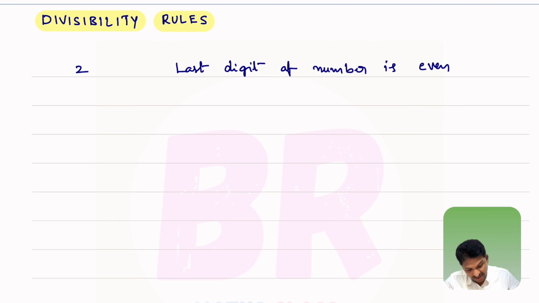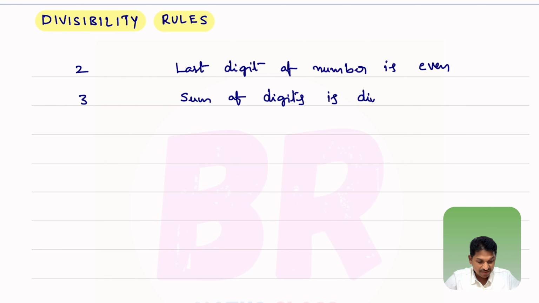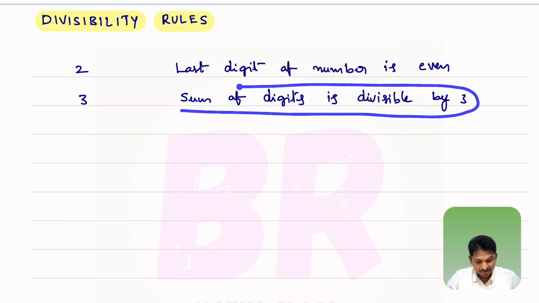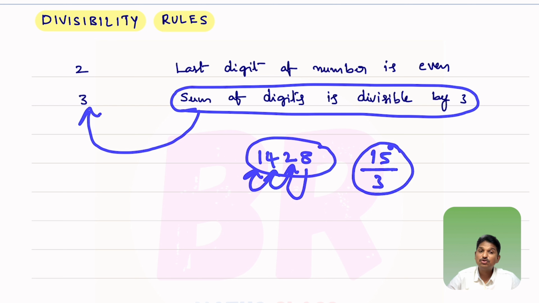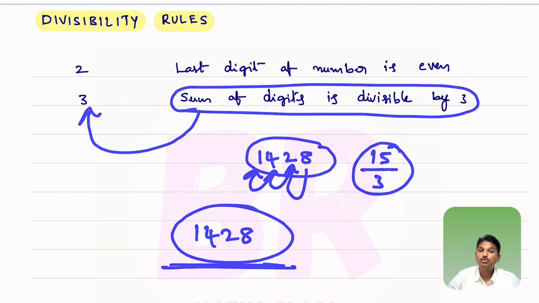When we say a number is divisible by 3, sum of digits is divisible by 3. If the sum of the digits of number is divisible by 3, then we say that number is divisible by 3. Suppose 1428. This is a 4-digit number. Is it divisible by 3 or not? Just add all the digits. 8 plus 2, 10. 10 plus 4, 14. 14 plus 1, 15. Is 15 divisible by 3? Yes, 15 is divisible by 3. So, 1428 is 100% divisible by 3.